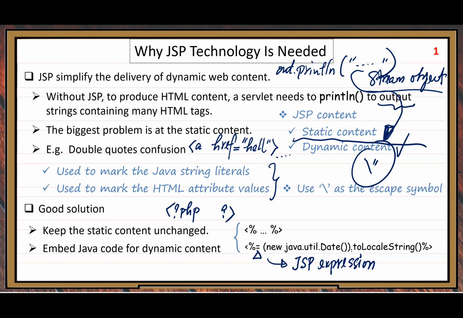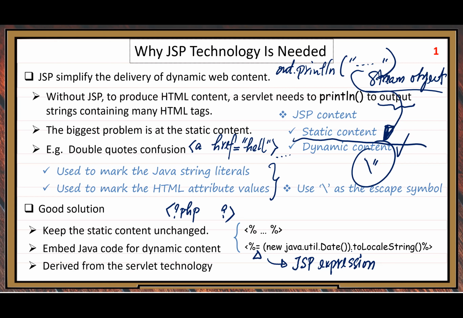Later, I will explain the JSP expression. It's a special expression. There are many rules for it. We will learn the specific rules for JSP expression. There are several JSP elements, and expression is just one of them.